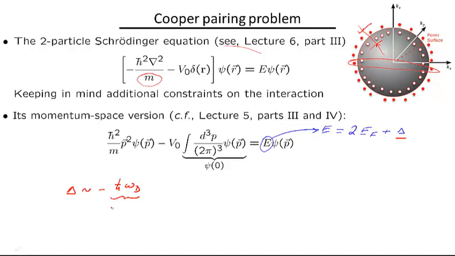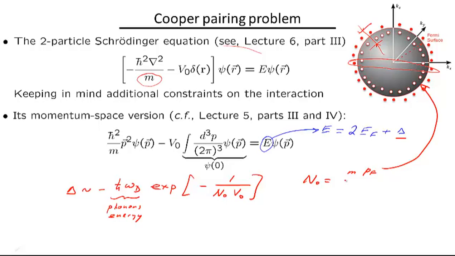This is the phonon energy, the typical phonon energy that we discussed in the previous slide. But the key thing here is that it is multiplied by an exponential of minus 1 over n naught times v naught, where n naught is equal to m p Fermi, so this threshold momentum, divided by 4 pi squared h cubed. This is just some constant, but what I want to emphasize, well, first of all, is that there is a solution, which is great.